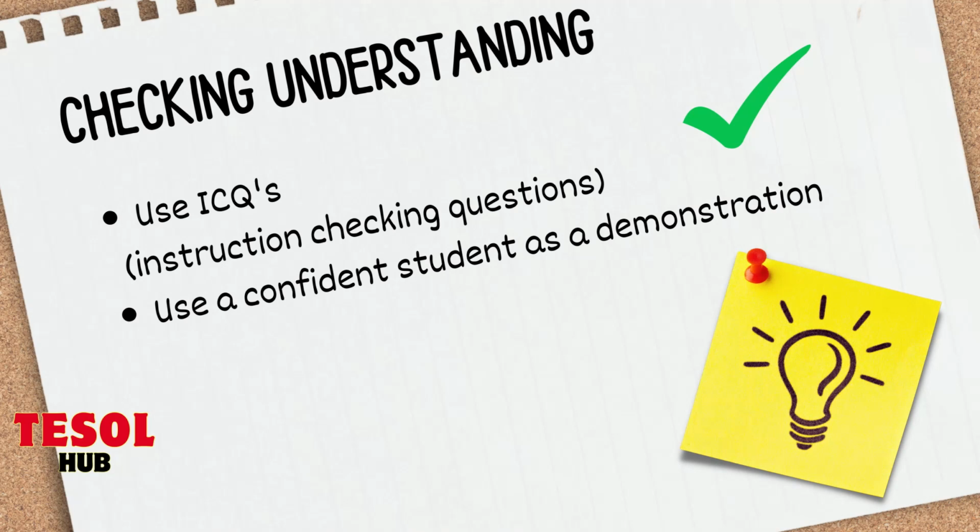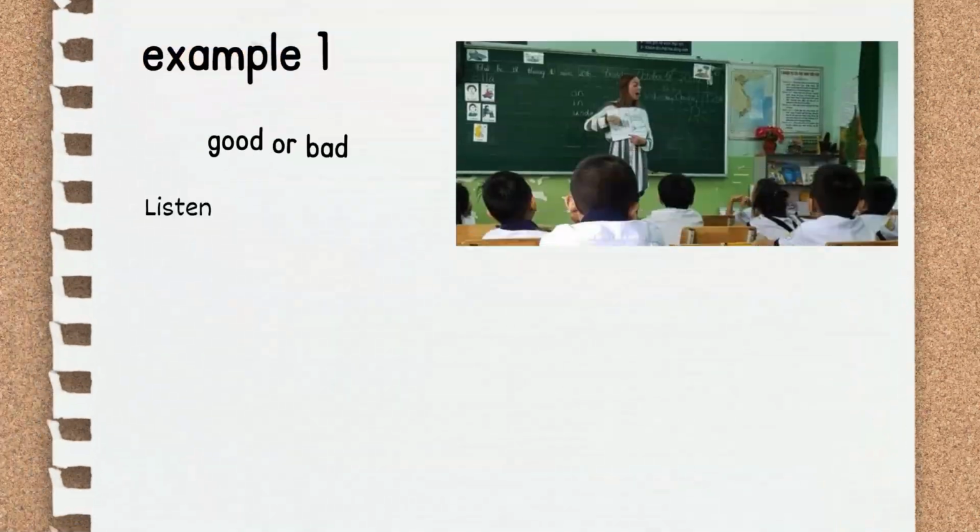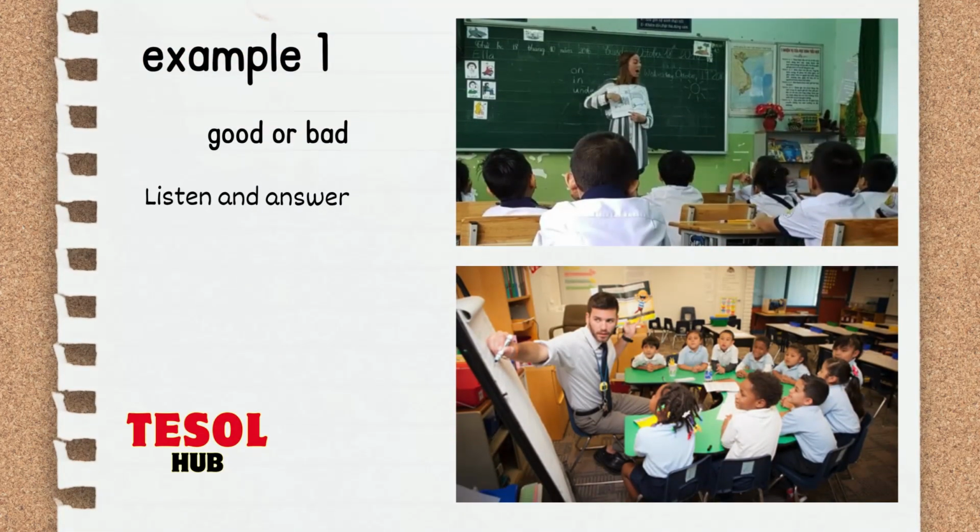Now we'll be having examples for giving the instructions. And while listening to the examples, you will judge if it is a good example of giving instruction or a bad one. So listen and answer. Think about it and answer. Let me say that I am the teacher and I'm giving you the instructions now.